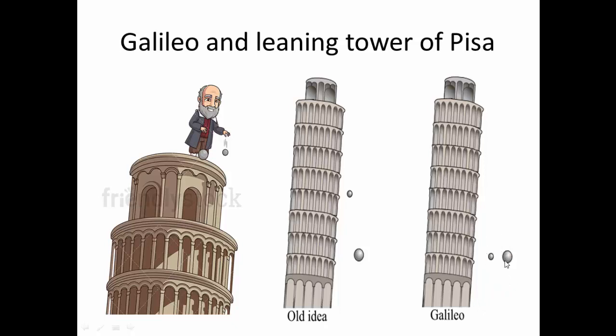When the objects are bigger, they have more air resistance. If the object is smaller, it has smaller air resistance. So these 2 objects will land at the same time.